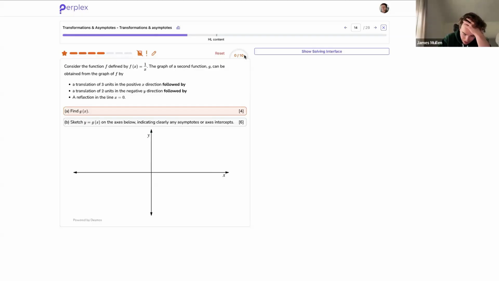Let's think about what is happening horizontally. I'm doing a translation of 3 units in the positive x direction. So that means I start by doing f of x minus 3. And then I'm going to do a translation of 2 units in the negative y direction, so f of x minus 3 minus 2.